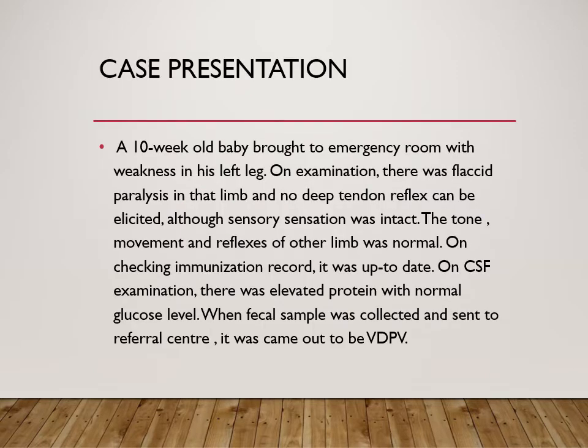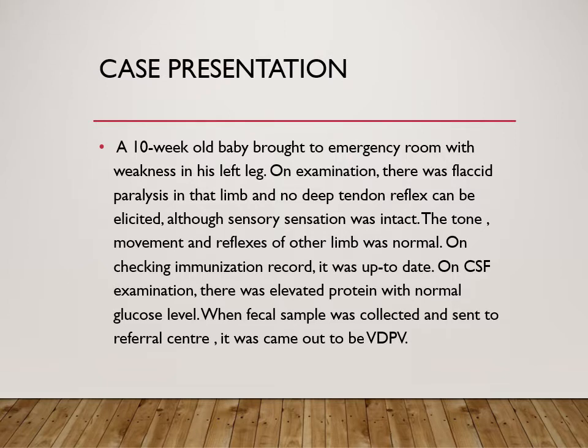Let's start with the case presentation: how a child affected with poliovirus will present. A 10-week-old baby is brought to the emergency room with weakness in his left leg. On examination, there was flaccid paralysis in the limb. No deep tendon reflexes can be elicited. Sensory sensation was intact. The tone, movement, and reflexes of the other limb were normal.